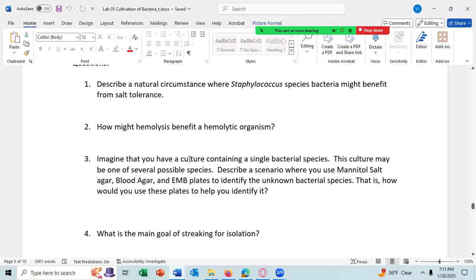3, imagine that you have a culture containing a single bacterial species. This culture may be one of several possible species. Describe how you can use mannitol salt agar, blood agar, and EMB plates to help you identify the unknown bacterial species. That is, how would you use these plates to help you identify the species? And you must discuss two properties of each plate.